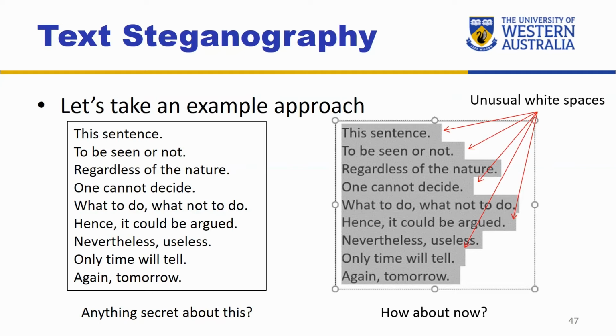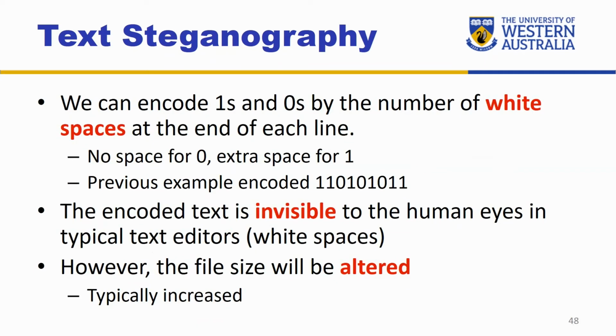So if you have an extra white space, it can be encoded as 1. If you do not have an extra space, then it can be encoded as 0. Now we can formulate some binary code which can be converted back into ASCII, and then back to letters. The encoded text is invisible to human eyes in typical text editors. However, the file size is going to be altered slightly because we also need to count the white space characters. Is it significant though? Maybe. So let's have a look at our demo.